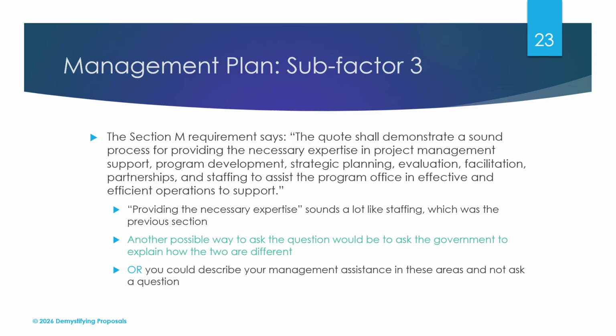So, making the Section M requirement bigger so that you can see it, because it was a little small on the previous slide. What they're asking you to do is to demonstrate a sound process for providing the necessary expertise. Now, to me, necessary expertise is a staffing plan kind of question, so this is actually, in my mind, more of a subfactor 2 question. But they do talk about project management support, program development, strategic planning, evaluation, facilitation, partnership, staffing. So those are all the kinds of things you could potentially put in this section.